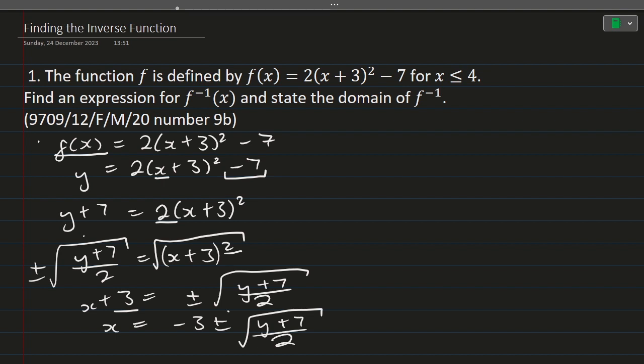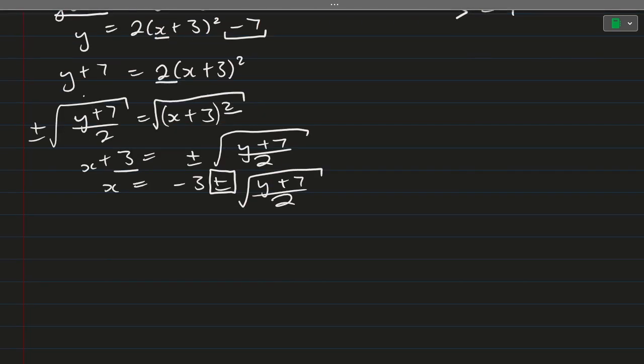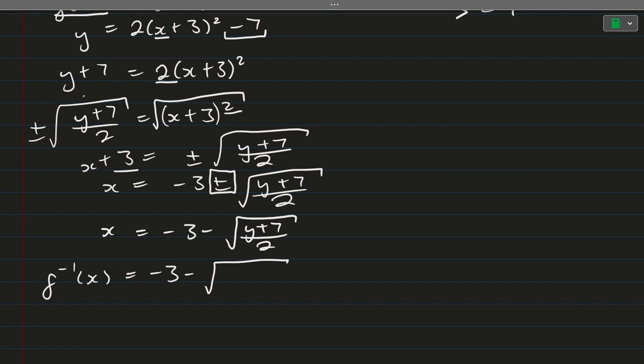And now we can't have two signs, so we have to choose which sign is correct, and to do that we'll go back to the domain. So our domain has a less than sign, so that means we'll take the negative sign. If it had a greater than sign, we would have taken the positive sign. So in this case, we'll conclude that x is equal to negative 3 minus the square root of (y plus 7) over 2. And if we write it with the correct notation, f inverse of x is equal to negative 3 minus the square root of (x plus 7) over 2.